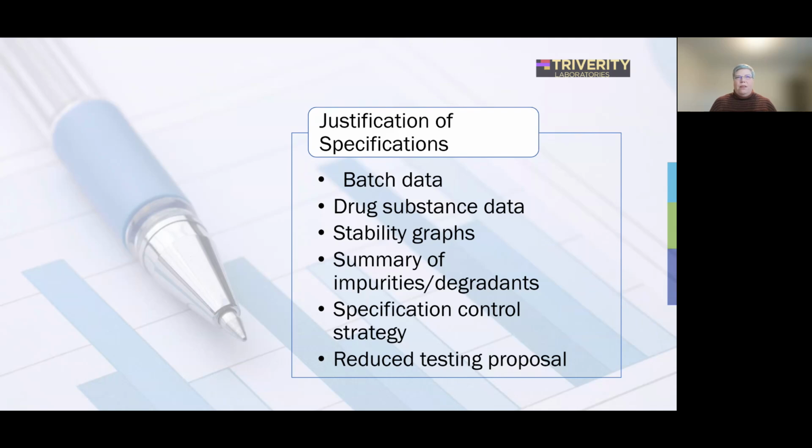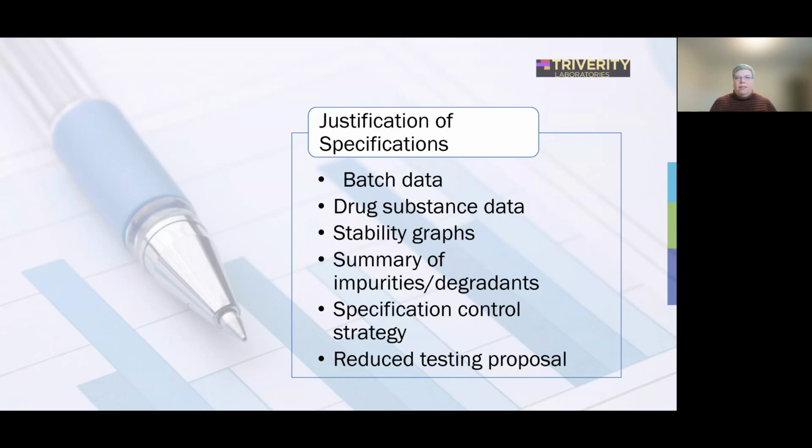But the big thing on your justification of specifications is it needs to be based on batch data. So this is where you put those 5 lots that we talked about. Maybe 3 were at small scale, 2 of them were scale-up batches. You have your drug substance data in there. What kind of impurity profiles are you seeing? Hopefully you've got 3 lots of drug substance that you can put the data in there for. Any stability graphs you have, anything that's trending, putting that information.